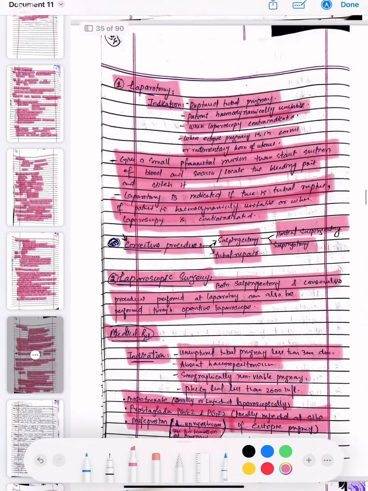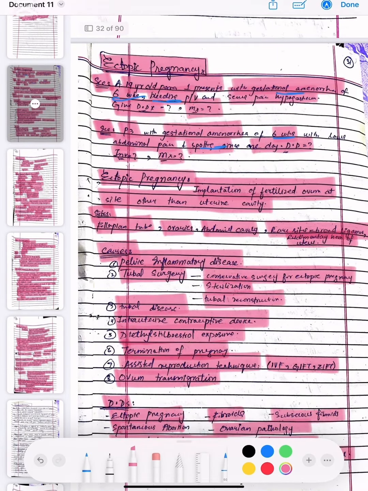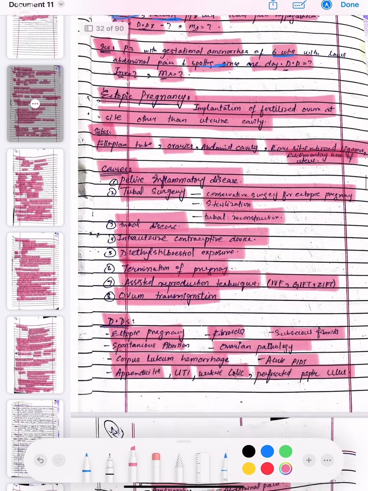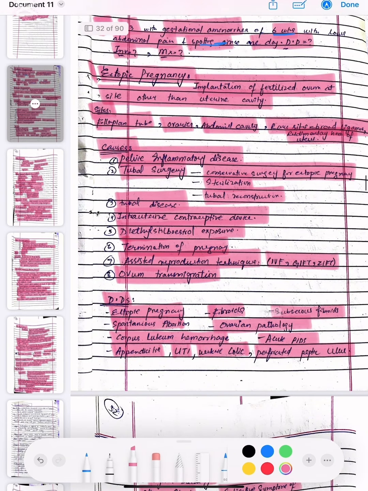So we have discussed the topic, the ectopic pregnancy. First of all, we have discussed the scenario: there is a patient who arrives with abdominal pain and spotting PV, and she is 6 weeks pregnant. So ectopic pregnancy is the implantation of a fertilized ovum at a site other than the uterine cavity.